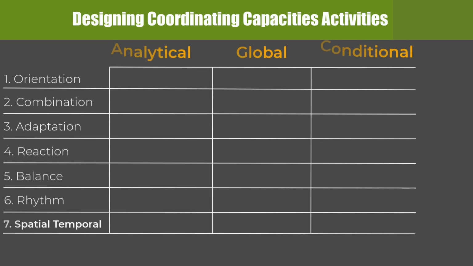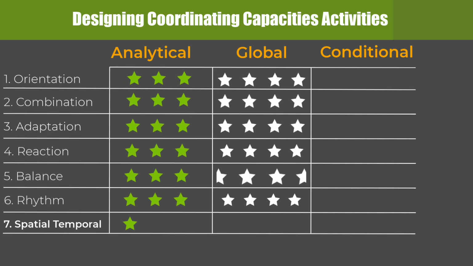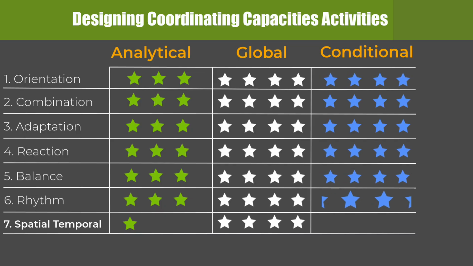There are 7 coordinating capacities we intend to develop with our young players. The analytical method can only be utilized to develop the first 6 capacities. The spatial temporal perception can only be developed through the global and conditional methods. To develop coordination, we will employ 2 distinct approaches.